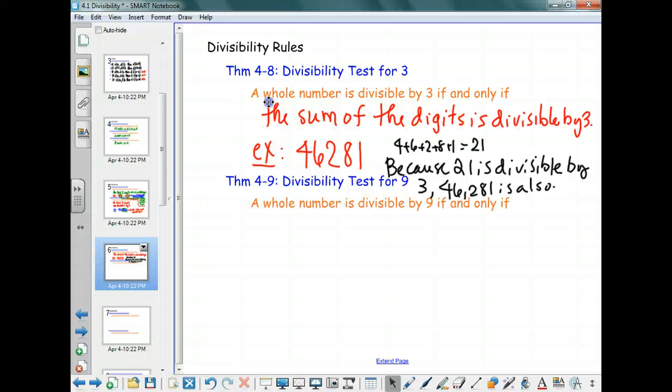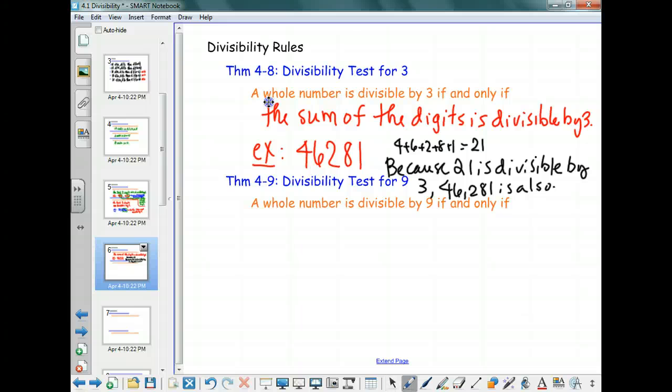Any guesses what might be for 9? Easier than that. It's actually the same test as 3. It's just that at the end, you have to test whether the sum is divisible by 9. So if I use the same example, is this number going to be divisible by 9? And the answer is no, because 21 is not divisible by 9. Are you with me? Everybody okay?